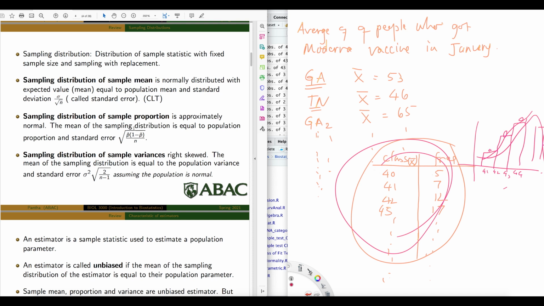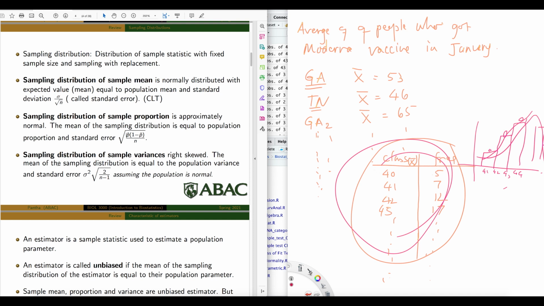Similarly, the sampling distribution of the sample proportion will be approximately normally distributed, where the mean of the sampling distribution is equal to the population proportion, and the standard error for the proportion is the square root of p hat times 1 minus p hat over n, where p hat means the sample proportion.